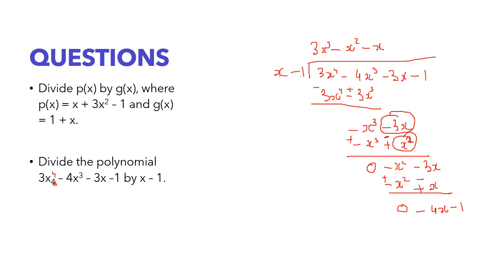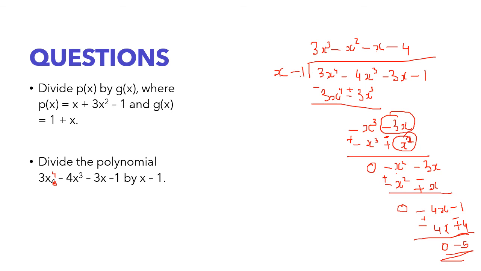x I should be multiplying with what to get minus 4x? Minus 4. So it will become minus 4x, and minus 1 into minus 4 will become plus 4. It will change its signs, so minus 4x plus 4x is 0, and minus 1 minus 4 will become minus 5. So this is how you get it.